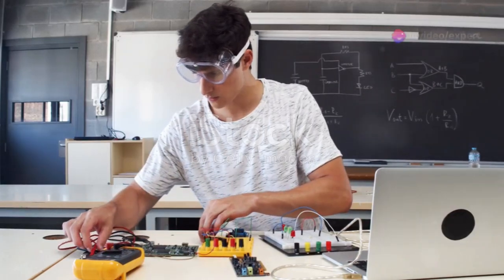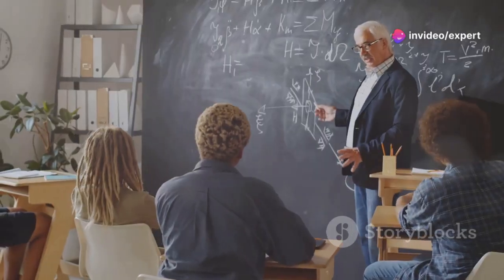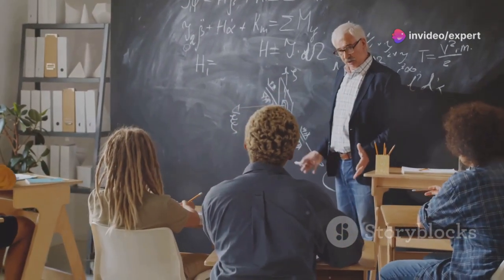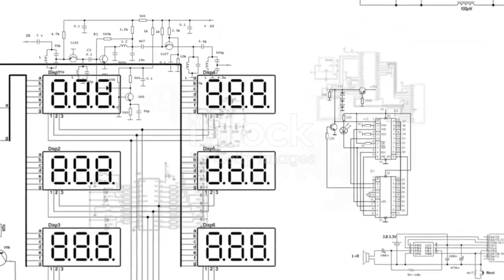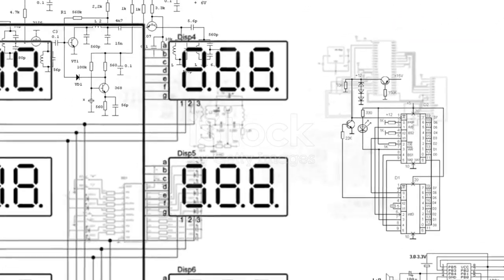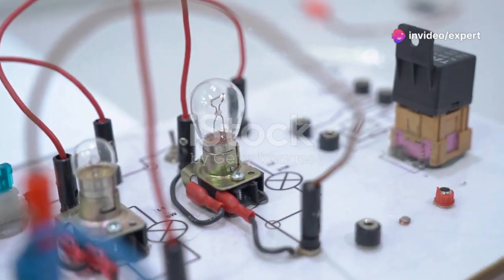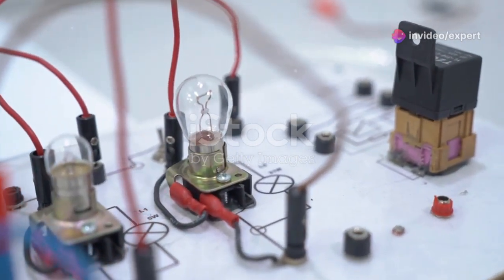You need to hear this if you're an engineering student. Let's break down the superposition theorem. No stress, just clarity. All right, let's get started. Step 1, understand the superposition theorem. It says that in a linear circuit with multiple independent sources, the total response is the sum of responses from each source acting alone. Step 2, identify all independent sources.